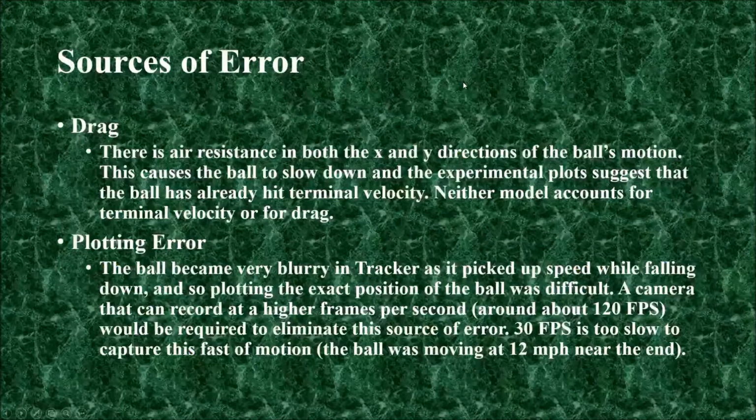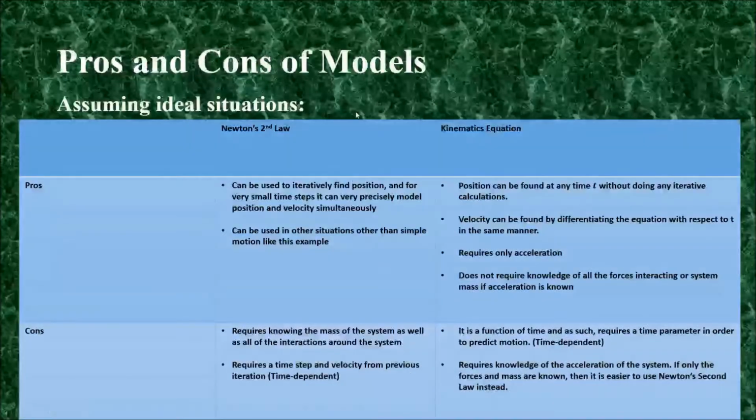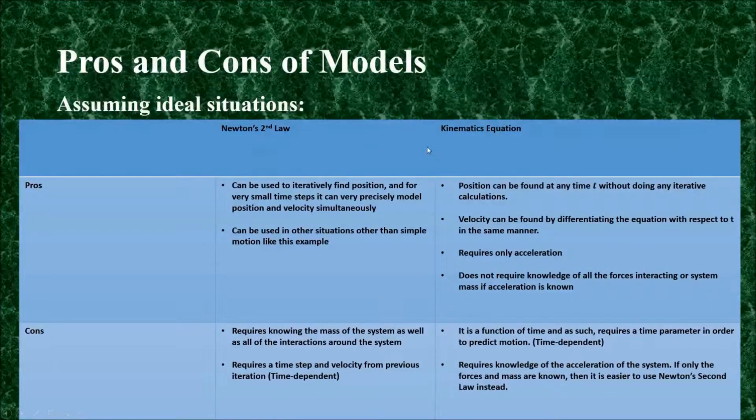Two sources of error in this experiment are drag and plotting error for these reasons listed here. And the differences between the two models is that they can be used depending on how much data is available. Newton's second law is very precise if you have small time steps, but it requires knowing the mass and all the interactions in the system. The kinematics equation is very useful because if you know some arbitrary time t and the initial velocity and the acceleration, you can find the position and the velocity at any time t.